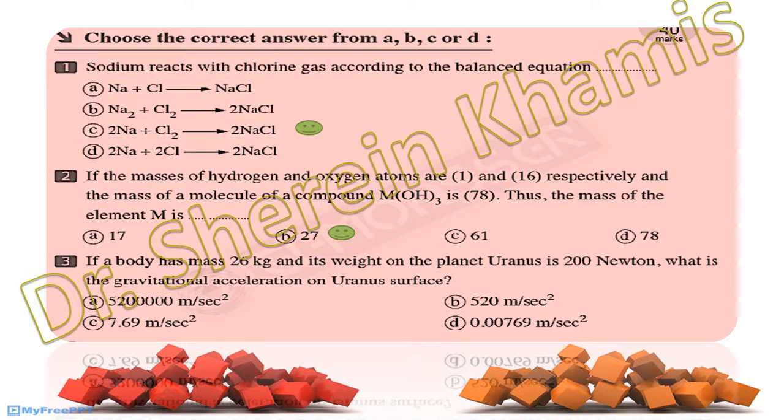Okay, question 3 says that if a body has a mass of 26 kilograms and its weight on the planet Uranus is 200 Newtons.